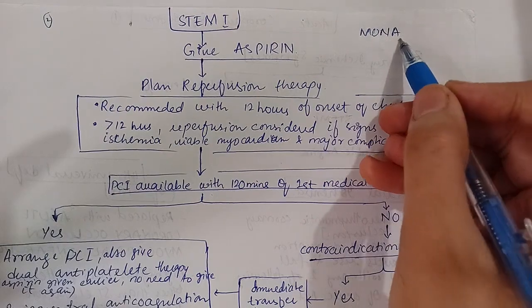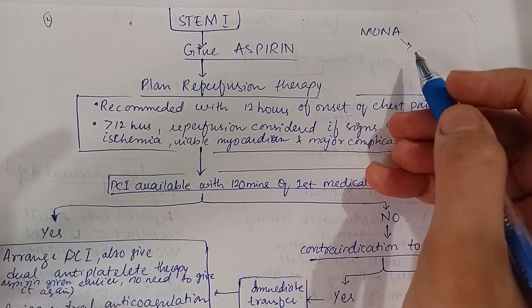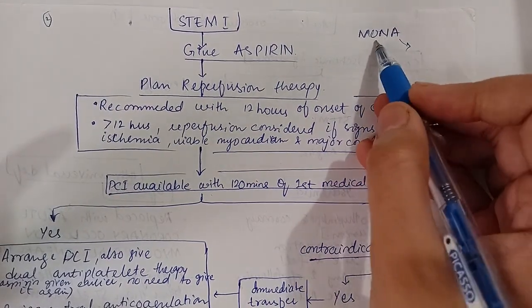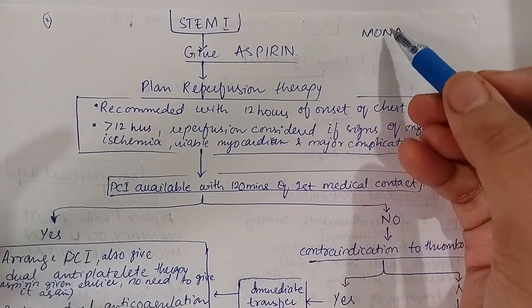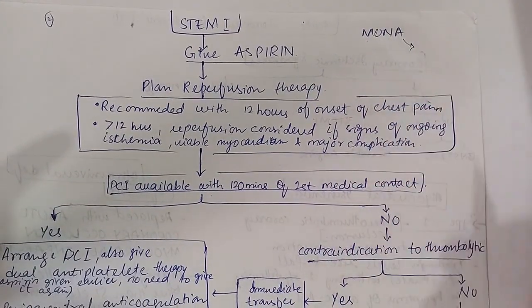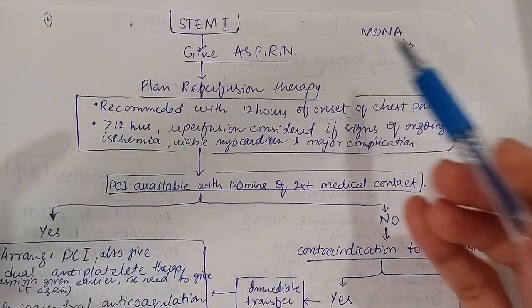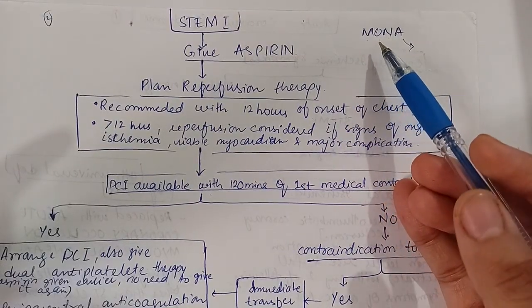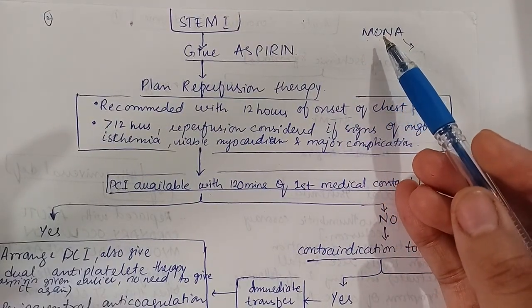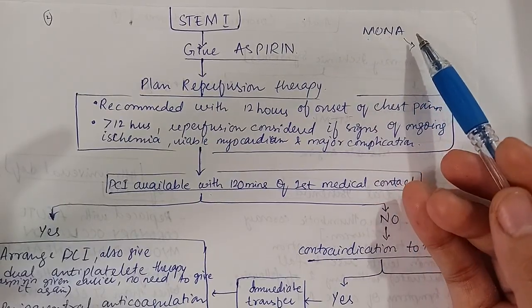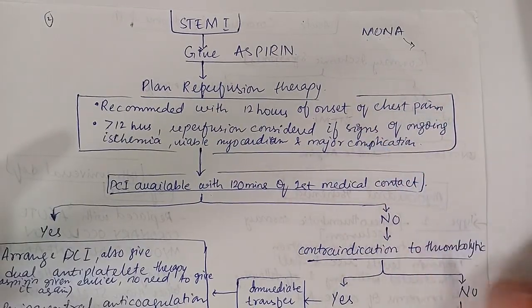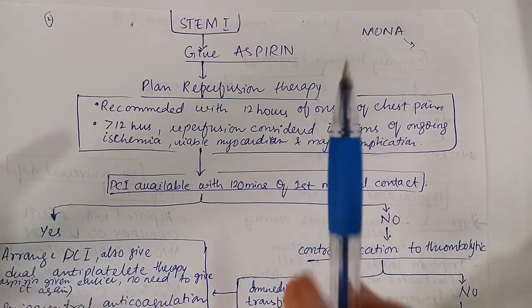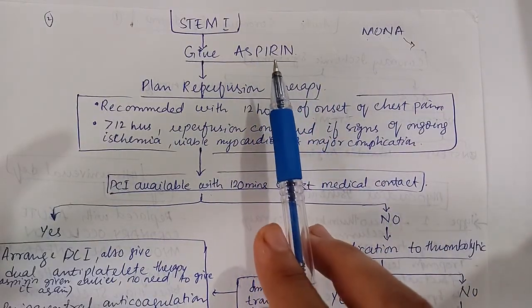In MONA, A stands for aspirin, so it is the best initial treatment. Then we have nitrates, oxygen, and morphine. So after aspirin, you have to evaluate if the patient needs these therapies. Like, the patient has severe pain, so we can administer morphine. If the patient has decreased oxygen levels, we can give oxygen, and nitrates can also be given. But the best initial treatment would be aspirin.